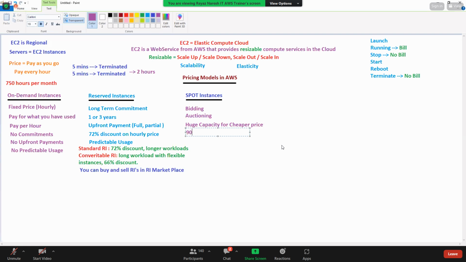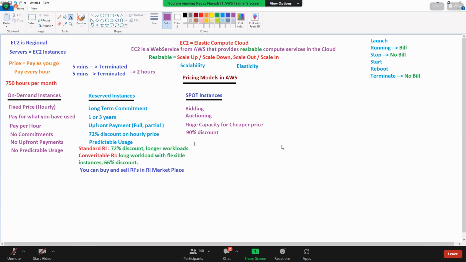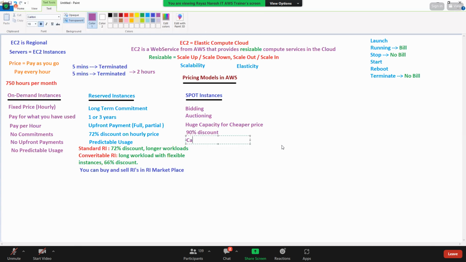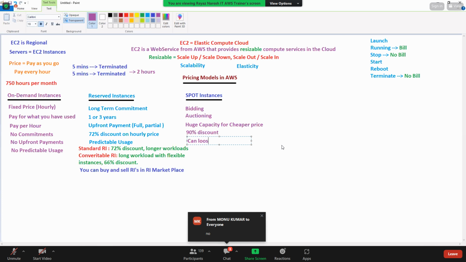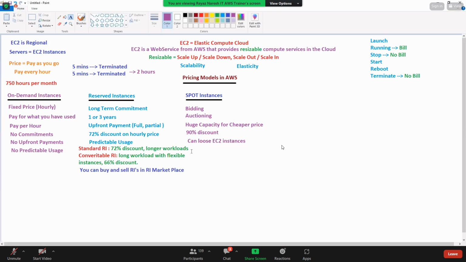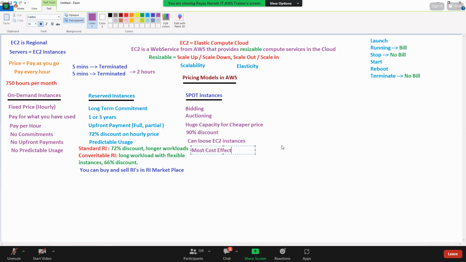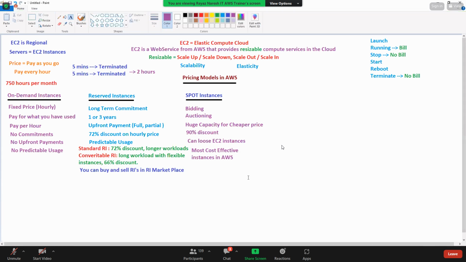How much percentage discount will you get? 90% discount. Remember, will the EC2 instance be with you? No, you can lose your EC2 instances. You have to design in such a way that you can lose EC2 instances. This is the most cost effective instance type in AWS. We can do the configuration, Shankar Rao. There is a configuration called persistent or one time. If you go for persistent, they will hold it. Otherwise, by default, they don't hold. Is it clear, ma'am? Spot instances?